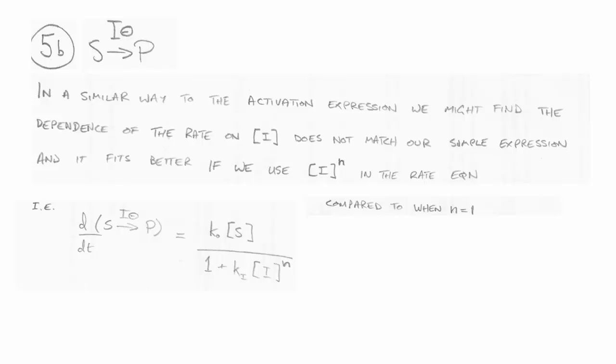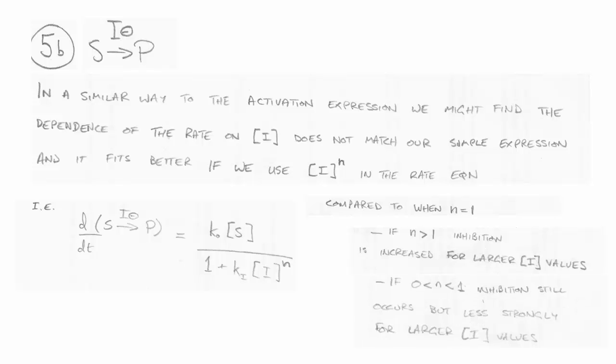And now if you compare that to the case when n equals 1, so that was our default or the most simple expression, when n is greater than 1, the inhibition is stronger when you have larger concentrations of the inhibitor present. If you have an n value that is less than 1, your inhibition still takes place, but less strongly as you increase the amount of inhibitor present. So it has a less strong effect when n is below 1.